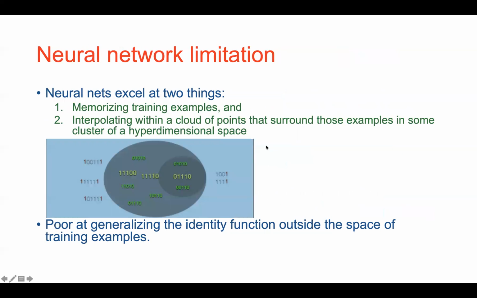The neural network limitation is expressed in these diagrams here. Neural nets excel at two things: memorizing training examples. Yeah, they can do well on that. That's the overfitting problem, actually. And interpolating with a cloud of points that surround those examples in some cluster of hyperdimensional space. So it says here is one number, it can do well on numbers nearby and so on. But they're poor at generalizing to identify a function outside the space of training examples. Maybe the training examples were all inside this big ellipse over here, and there are these samples outside. They don't do well outside that. And all it was doing was the identity function.